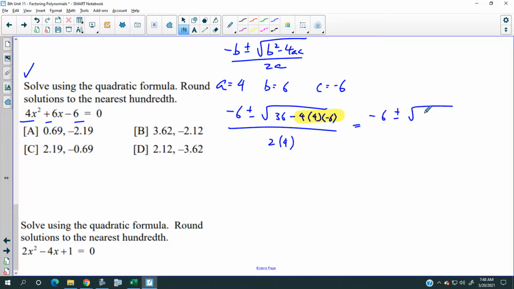All right, let's see. Now, that's 36 plus what? 4 times 4 is 16. 16 times 6 is what, 96? Right, 4 times 4 is 16, times 6, yeah, 96. All right, let's see, over 8. Now what are we looking at here? Plus or minus, what's that? 36 plus 96 is 132, over 8.